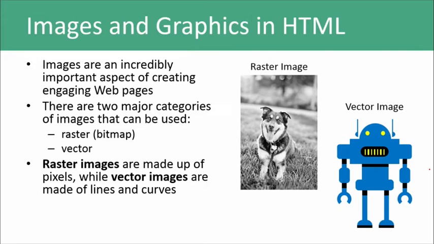And then the one on the right there, which is a vector image of a robot. Raster images are made up of these tiny little things called pixels that can be different colors, while vector images are made of lines and curves. Vector images don't distort when they're increased in size, but raster images do. So it becomes a lot harder for us to be able to see a raster image with clarity if we increase it from its natural size.